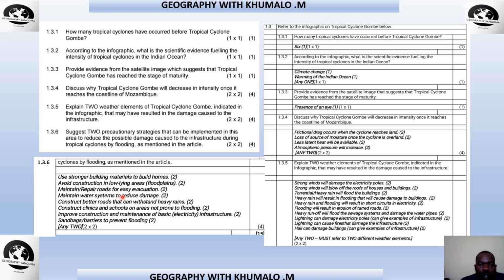Maintain or repair roads for easy evacuation. Maintain water system to reduce damage. Always also construct better roads that can withstand heavy rainfalls. Construct schools on areas not prone to flooding. Improve construction and maintenance of basic infrastructure such as electricity. Put sandbags and barriers to prevent flooding.